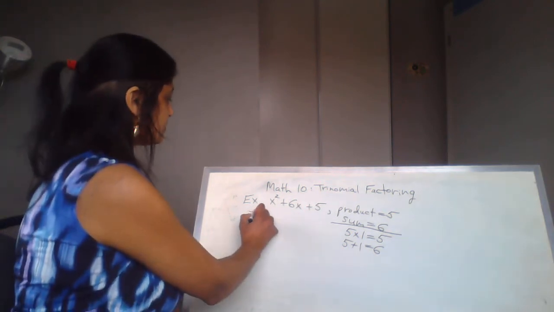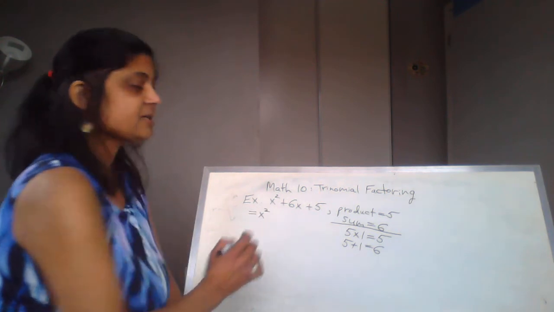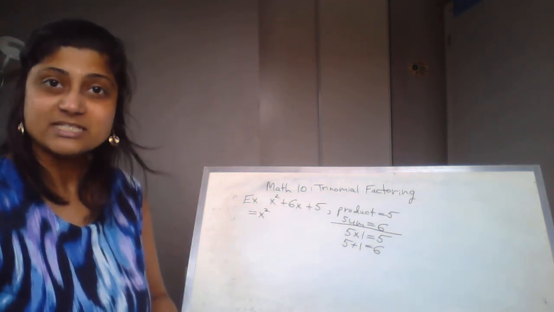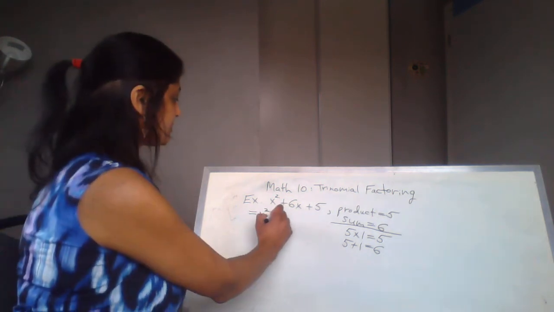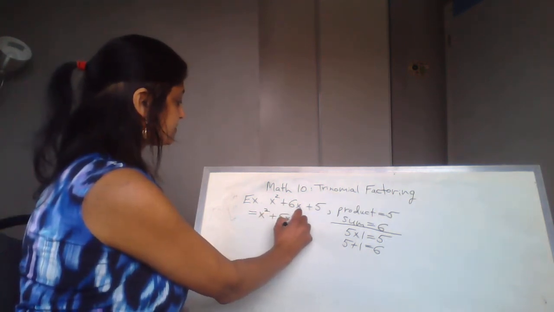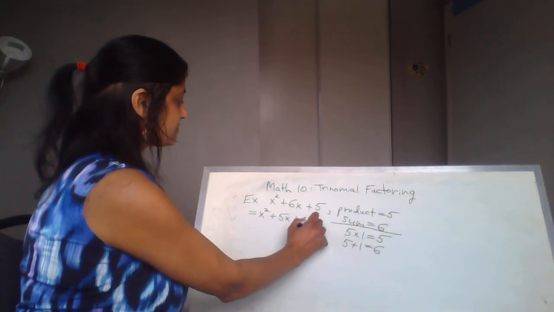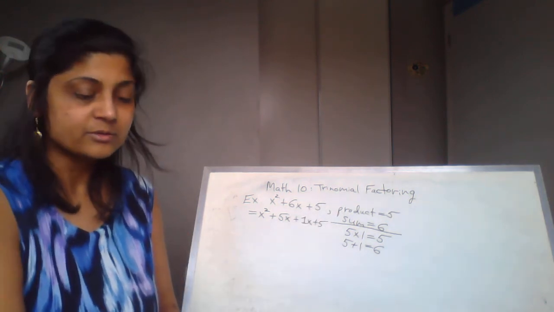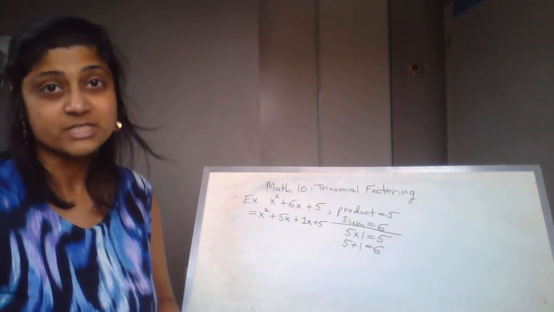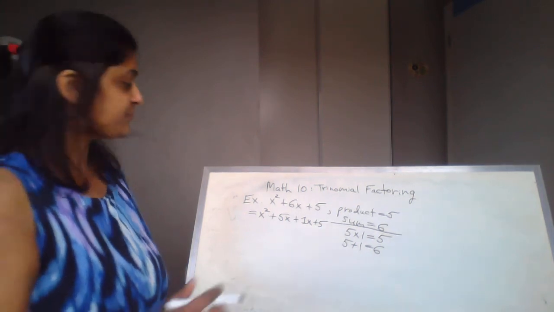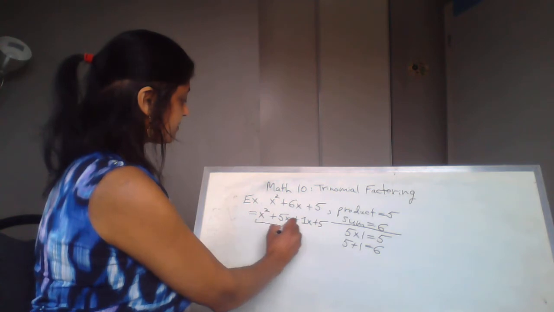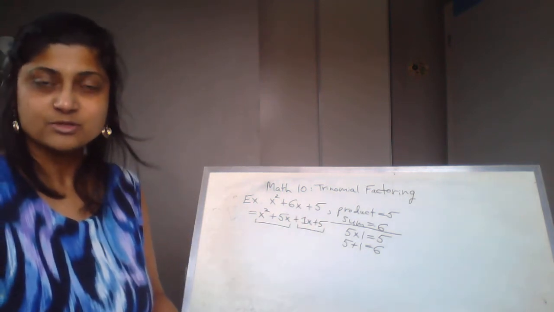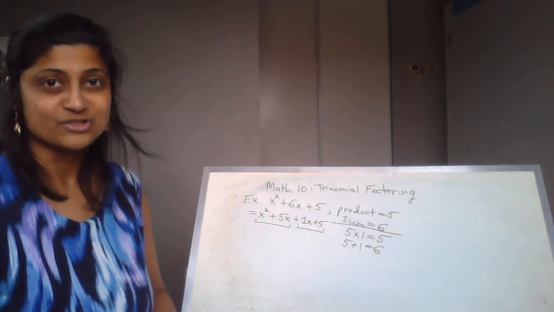So what we're going to do is keep the first term the same, x squared. Then you write down your two factors: plus 5x plus 1x plus 5. Again, it doesn't really matter which order you write the factors in. That's not going to make a difference here. What we're going to do is group factor: the first two terms together and then the last two terms.